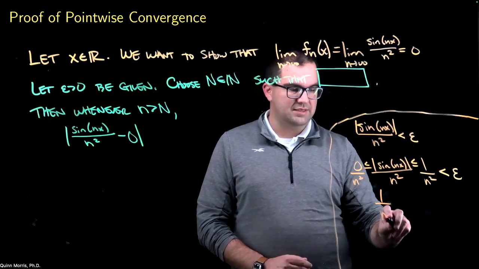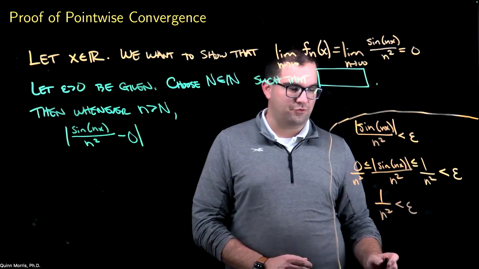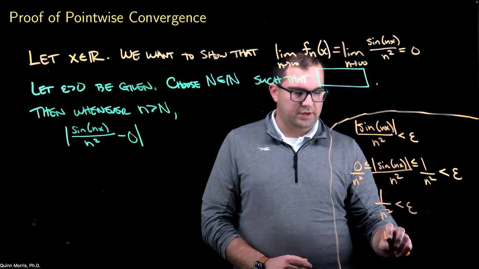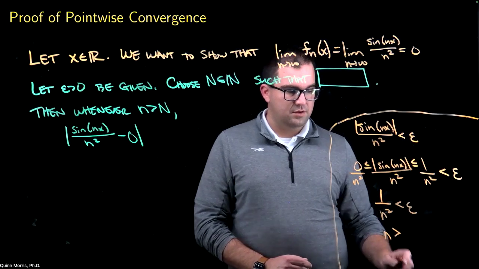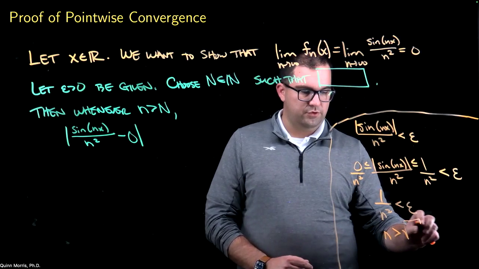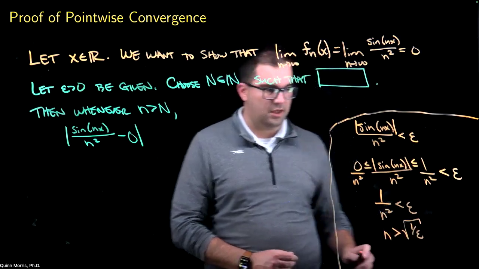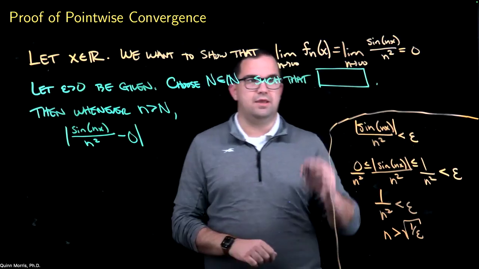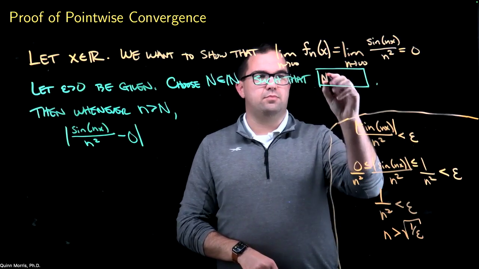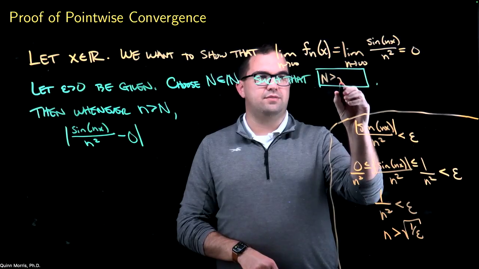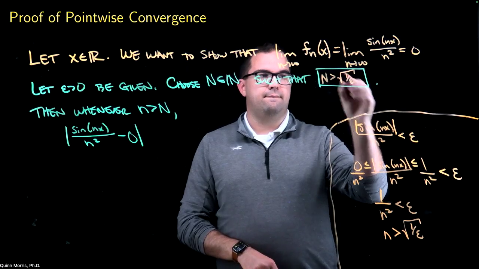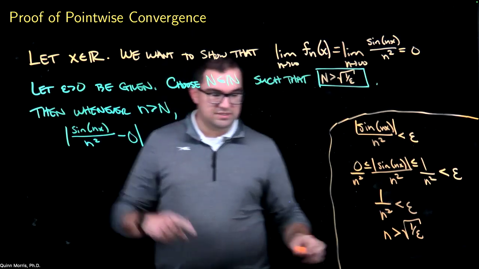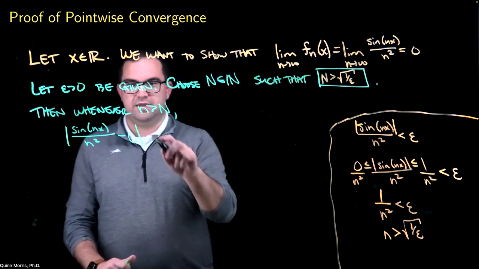Well, this is much easier to solve for n, right? If I do just a little bit of work here, this will happen whenever n is greater than the square root of 1 over epsilon. Okay, and so the idea here is I'm going to choose my capital N to be a natural number such that it is always greater than the square root of 1 over epsilon. Now let's see how that's going to work out for me down here.